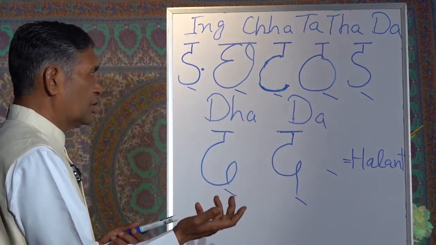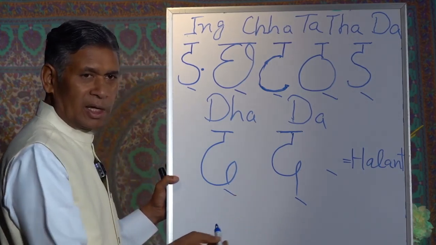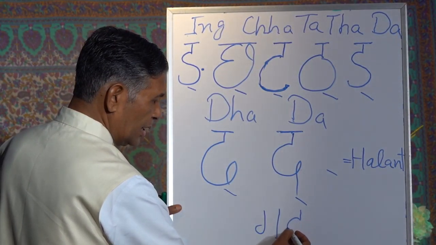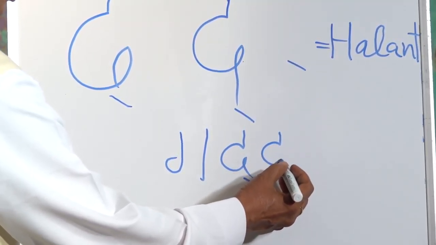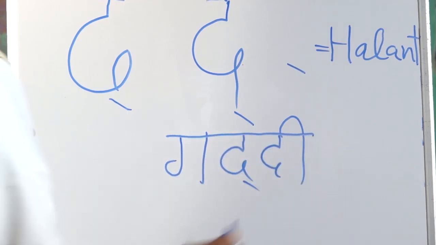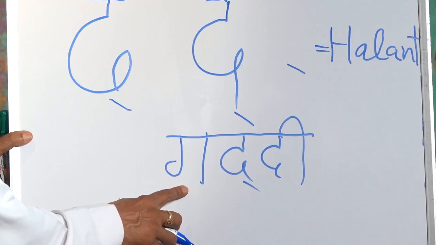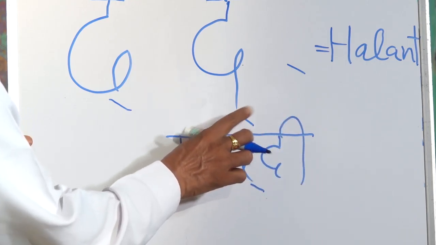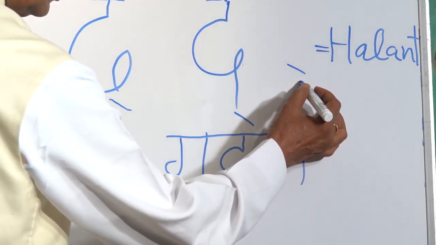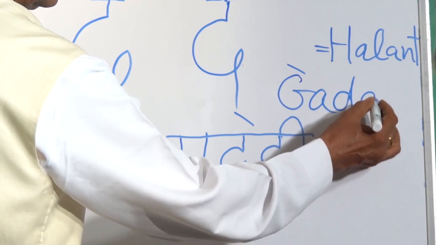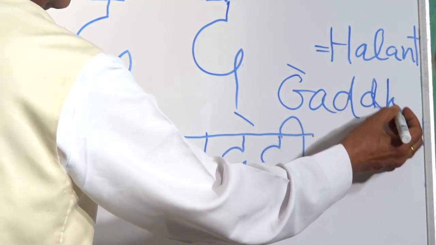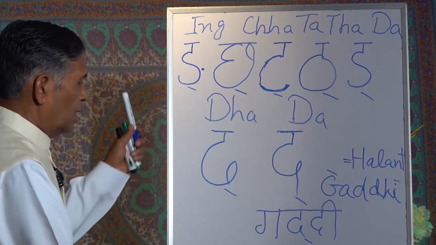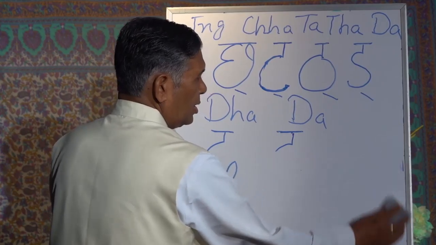For example, we can understand with gaddi. Gaddi means seat. For gaddi, you will write ga, then the half da, and then the longer i. You are looking: this is ga, this is da, put halant under the letter, and the longer i. It is now gaddi. Gad and di, gaddi. Like that, they are all words. These are the 7 letters.